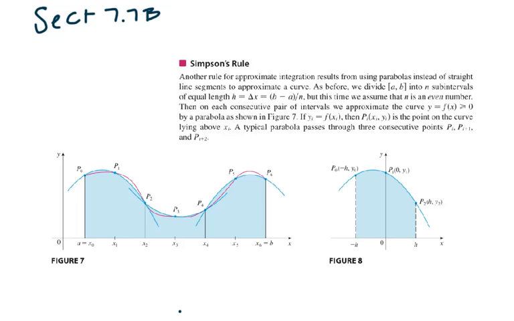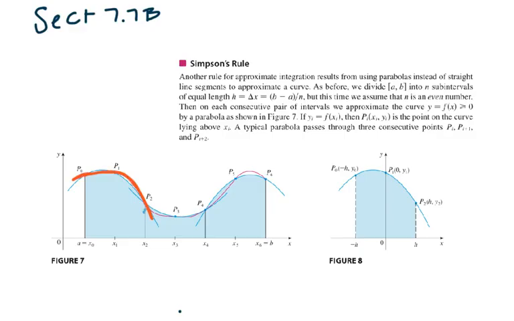The other technique that we use to approximate our integration comes from the use of parabolas. So we divide the interval from A to B into subintervals of equal length. But this time you have to be sure that n is an even number. So you can see the first parabola right here. It goes through P0, P1, P2.